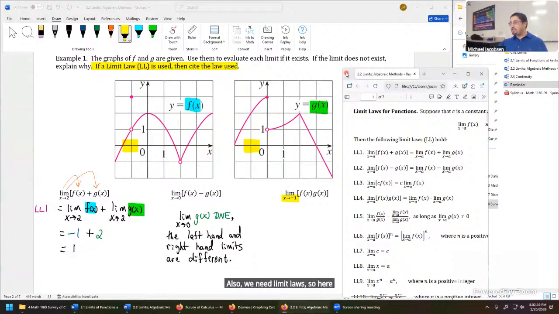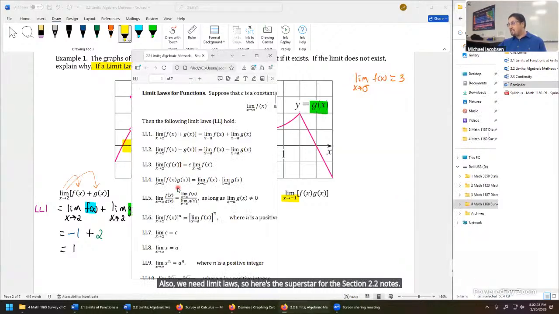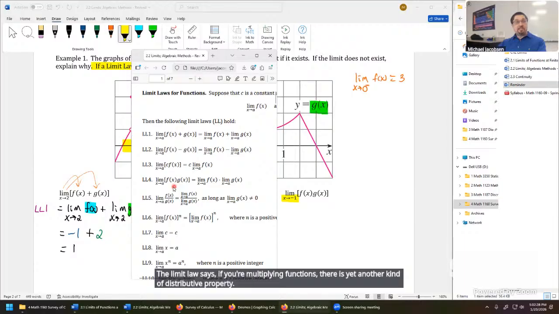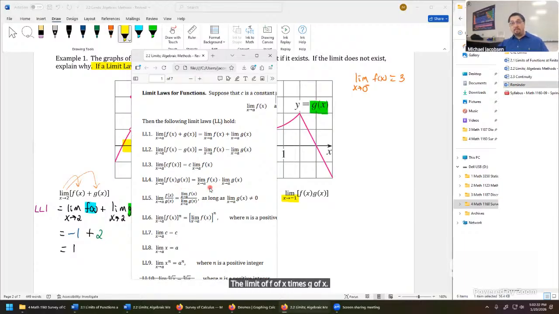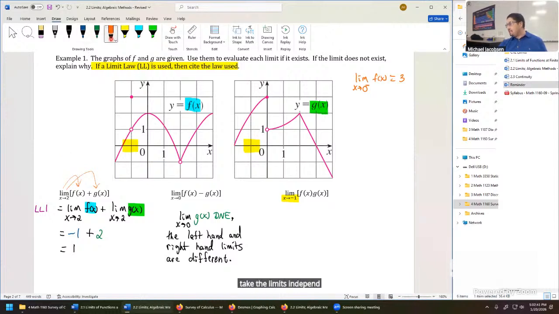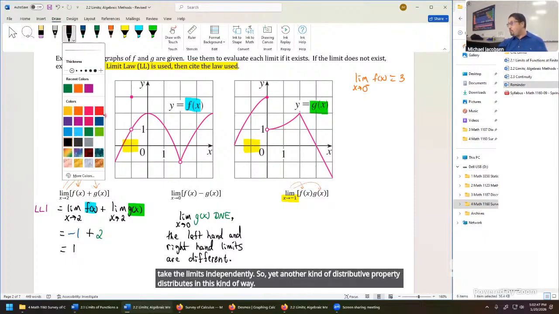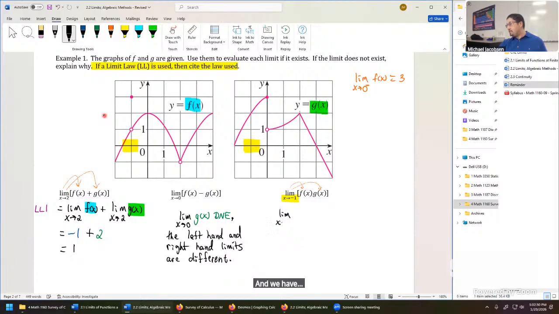So here's the superstar for the section 2.2 notes. The limit law says, if you're multiplying functions, there is yet another kind of distributive property. The limit of f of x times g of x is the limit of f of x times the limit of g of x. So once again, we can just divide and conquer, take the limits independently. So yet another kind of distributive property distributes in this kind of way. And we have limit as x tends towards -1 of f of x, multiplying, I'll put a little dot here for multiplication, limit as x tends towards -1 of g of x.